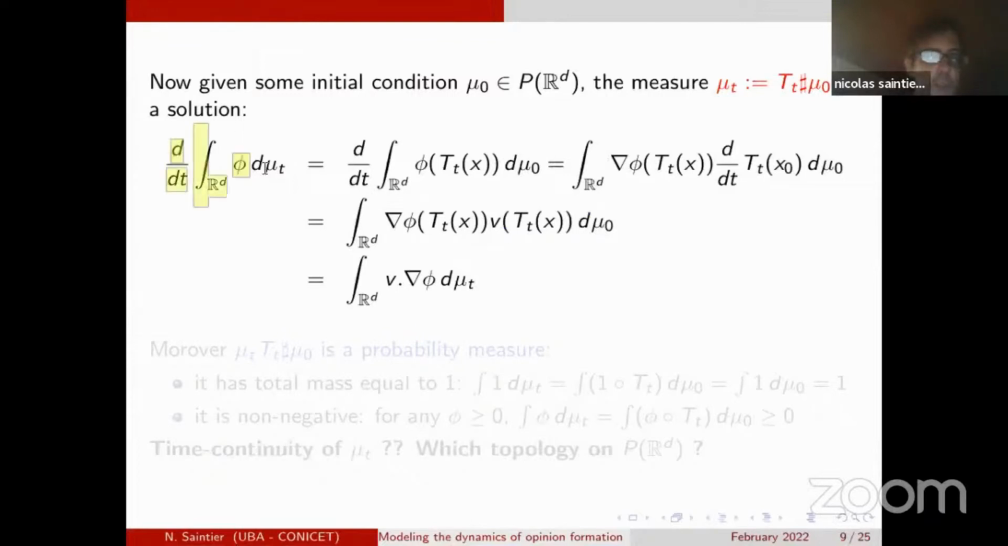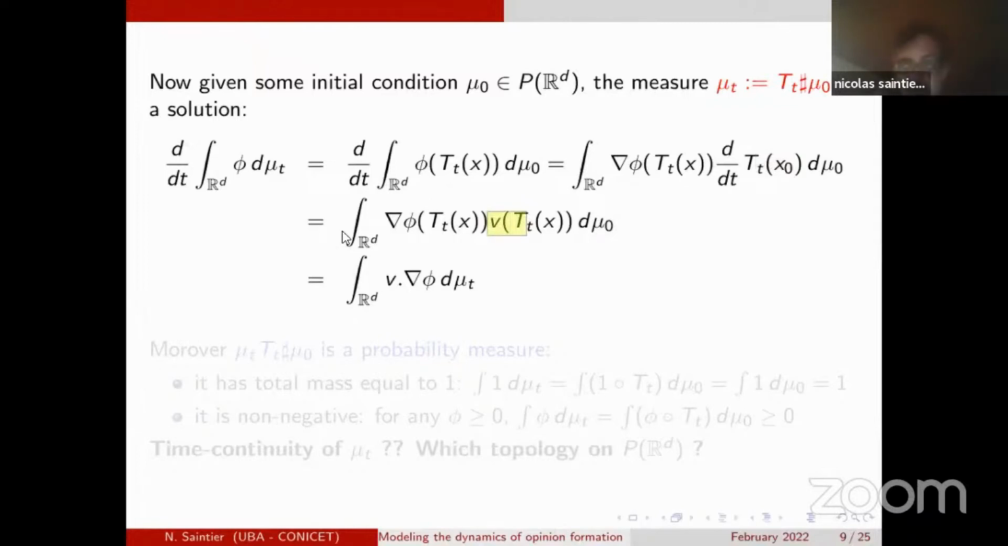And we need to compute the derivative of this integral. So first, what is this integral? This is the integral of phi against this measure. And by the very definition of the push forward, this is exactly this expression. Now we can just take the derivative easily, because phi has compact support, so you can apply the dominated convergence theorem, no problem. And as before, we remember that the derivative of the trajectory is exactly the vector field, the force, v here.